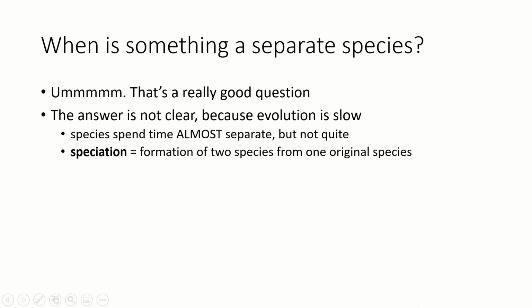All right, so when does something become a species? It turns out that's also really, really hard to pinpoint because evolution is very, very slow. Species spend a lot of time diverging, but not being completely reproductively isolated. And so we don't say that speciation is a moment in time, it's a process where you go from one original species to two separate species.